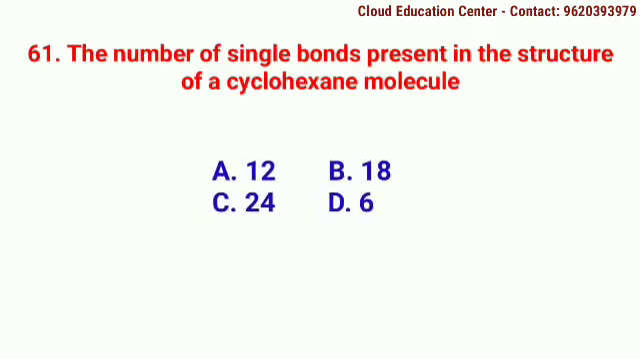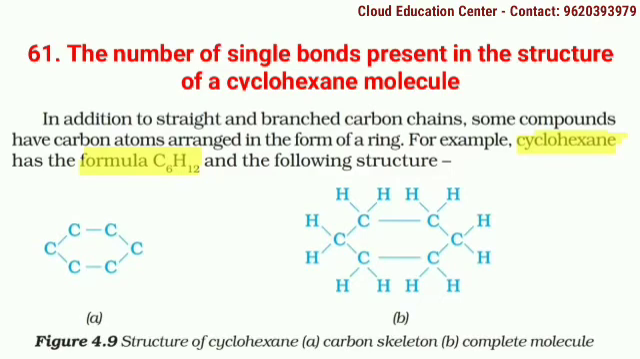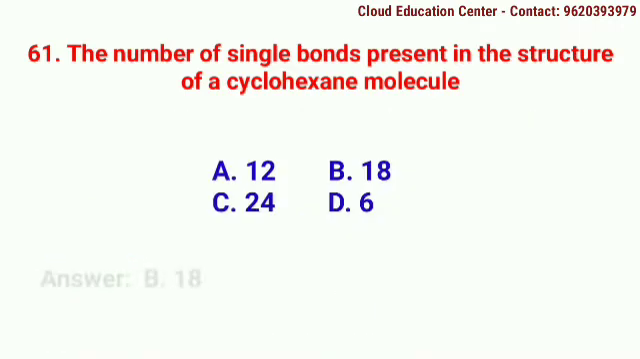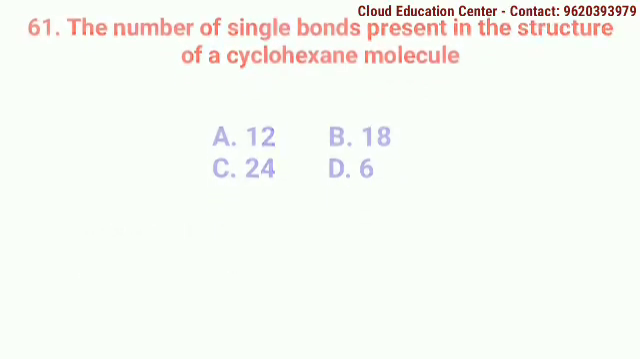The next question is the number of single bonds present in the structure of a cyclohexane molecule. There are four options and you can see the structural formula of cyclohexane on the screen. Based on that, carbon to carbon single bond is 6, carbon to hydrogen single bond 12, totally it has 18 single bonds. So answer B 18 is the correct one.